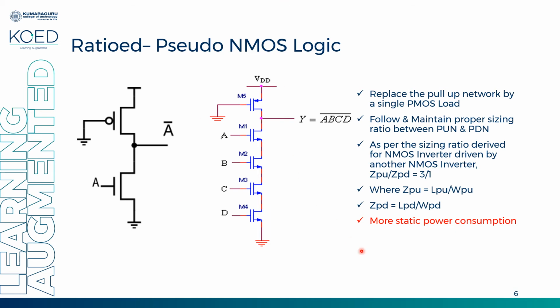Okay, so here you have seen a 4 input AND gate designed using pseudo NMOS logic. Advantages: you have a minimum number of transistors.